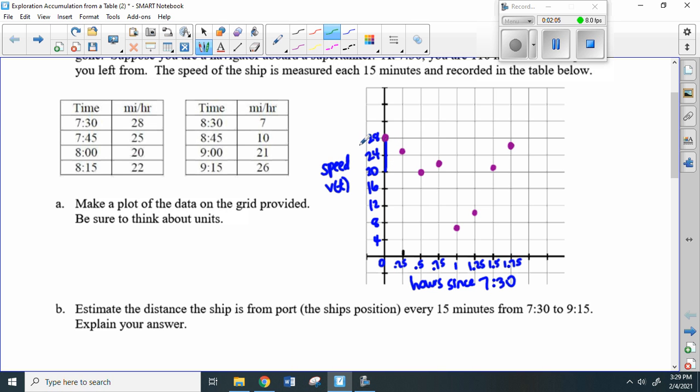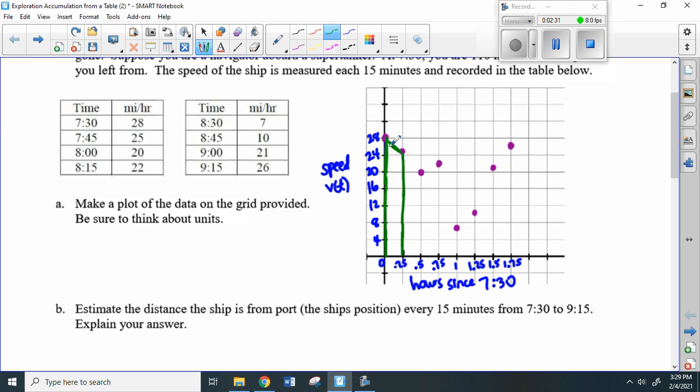right, in terms of shapes to estimate the area. Let me change colors. Under, like, from one position to the other. So what we did was we took the speed from 7:30, and then the speed at 7:45, and we averaged them together, and that actually created a trapezoid.